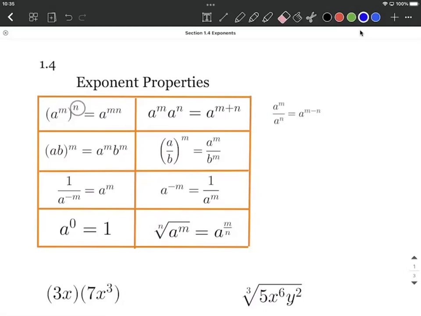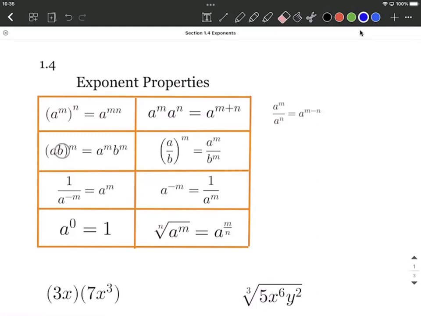We need to know that when we have an exponent on the outside of a set of parentheses like that, we're allowed to bring that to the inside, get rid of our parentheses, and multiply these exponents together. Now, if we have two of the same base, we are allowed to add those exponents together, because remember, what an exponent means is that many copies of the base multiplied together.